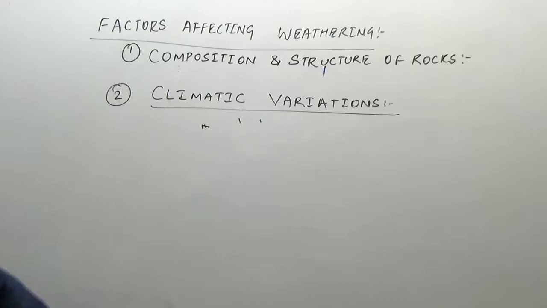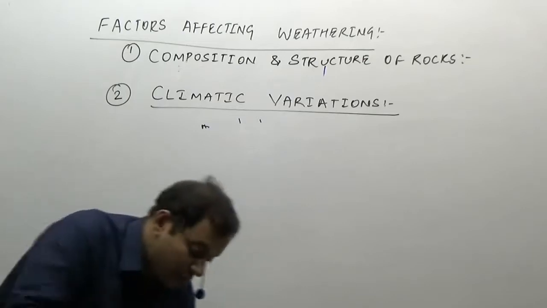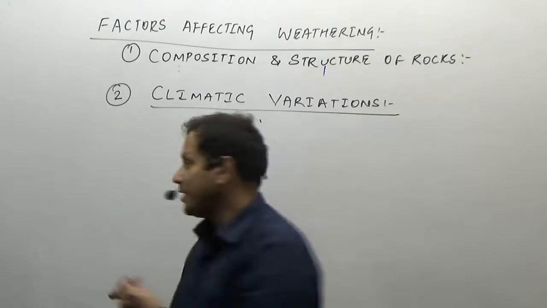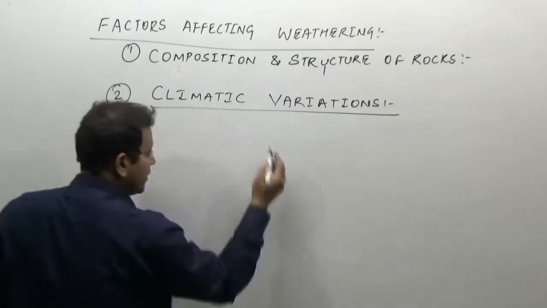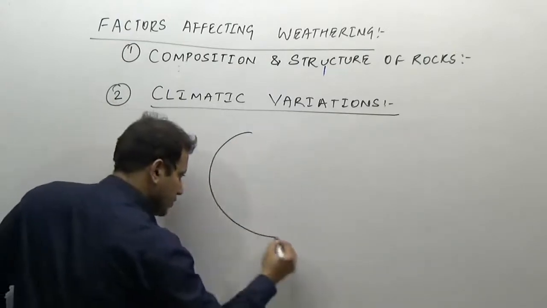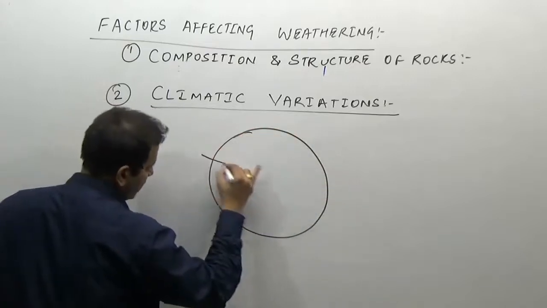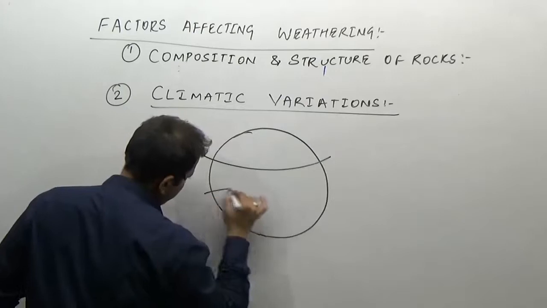Now consider the topmost layer of the world, that is the tundra climatic region, the region which is covered by ice throughout the year. Because these are covered by ice throughout the year, they are not affected by the process of weathering.